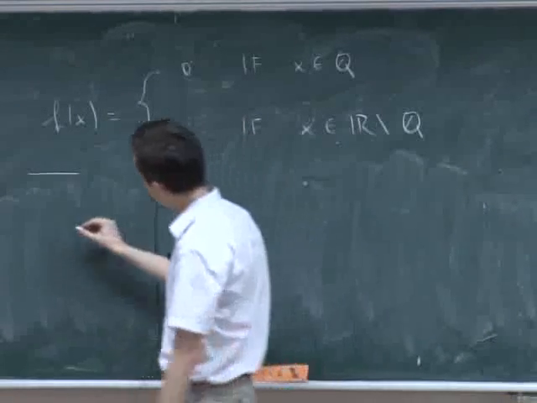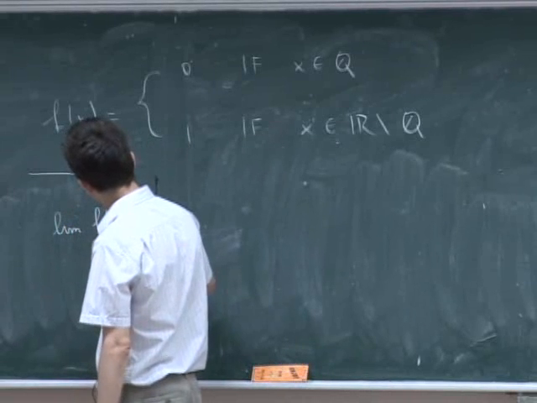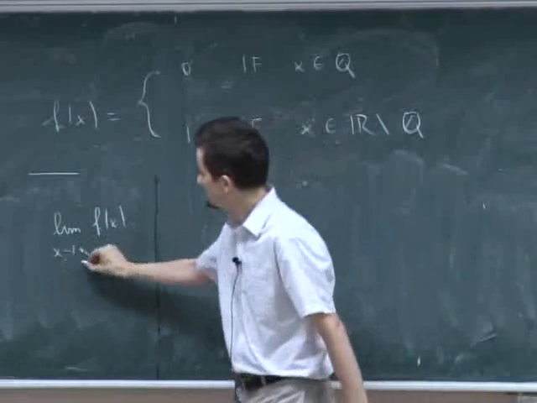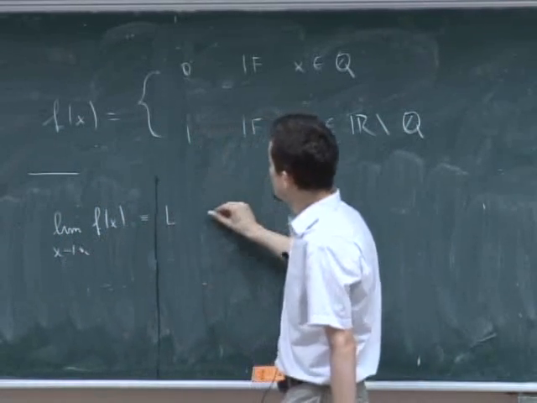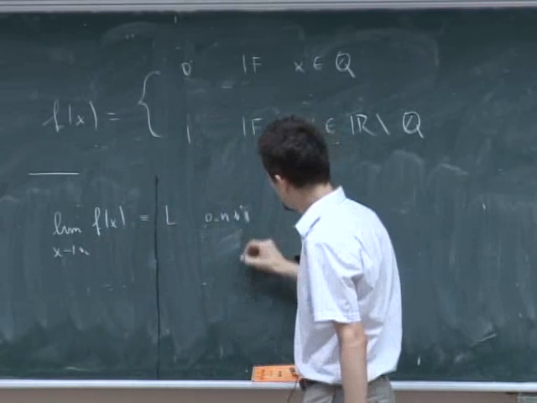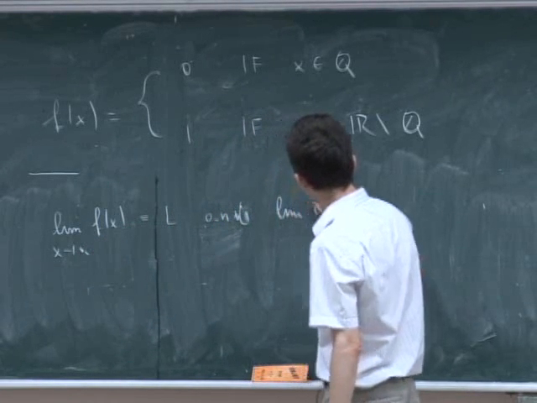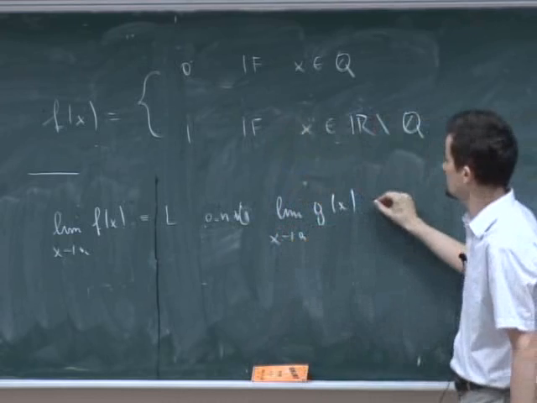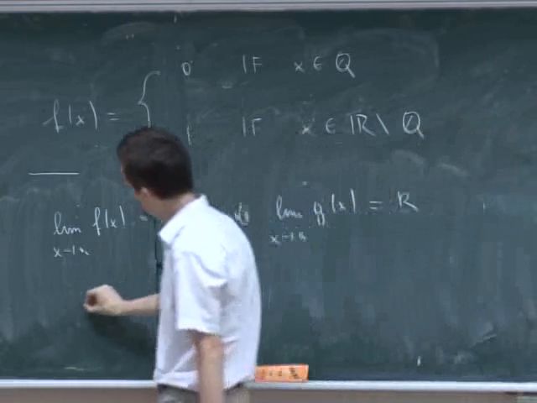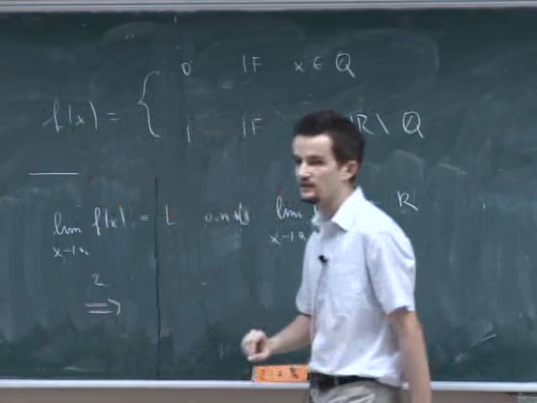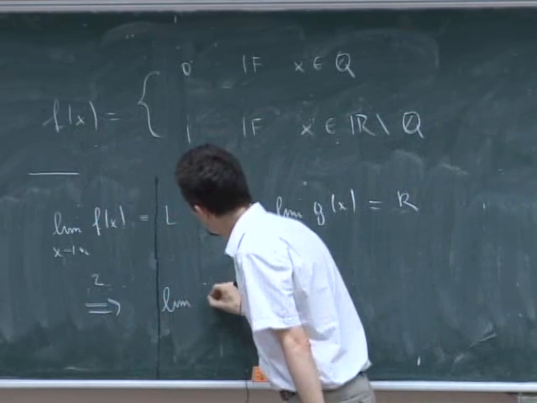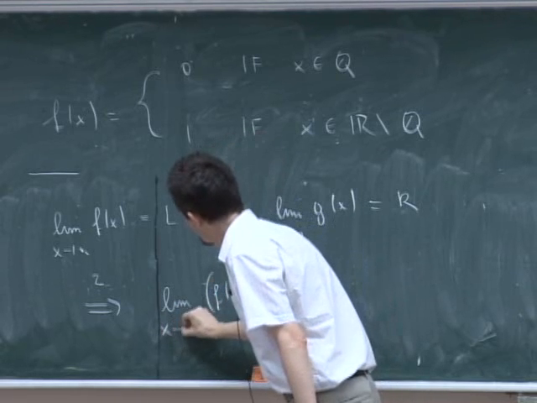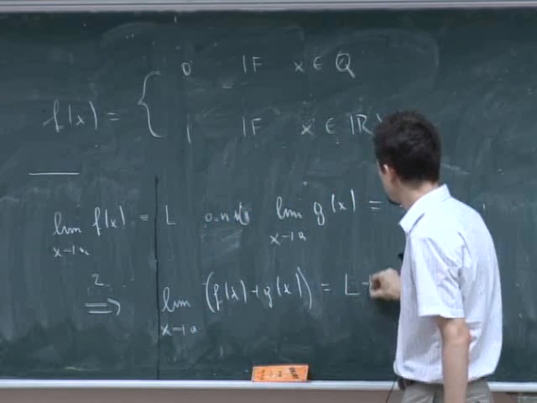Another one is if you want to prove something like this here. So for instance, you have some function f, and you know that the limit of f of x as x approaches a is equal to, let's say, L, and you have another function g, and you know that the limit of g of x as x approaches a is equal to, let's say, R. Okay, you want to prove or disprove that the limit of f of x plus g of x as x approaches a is equal to, of course, the obvious candidate, L plus R.